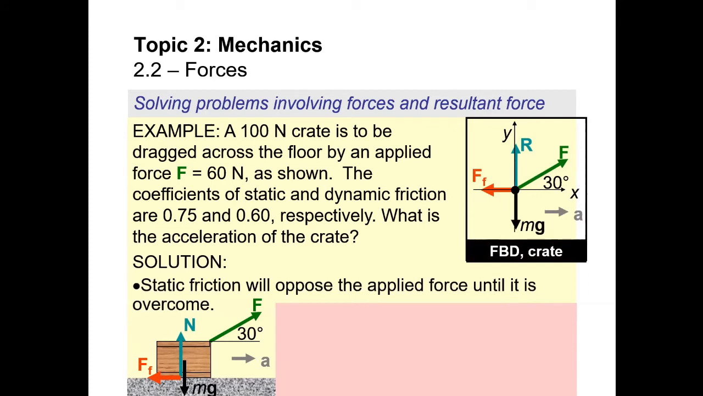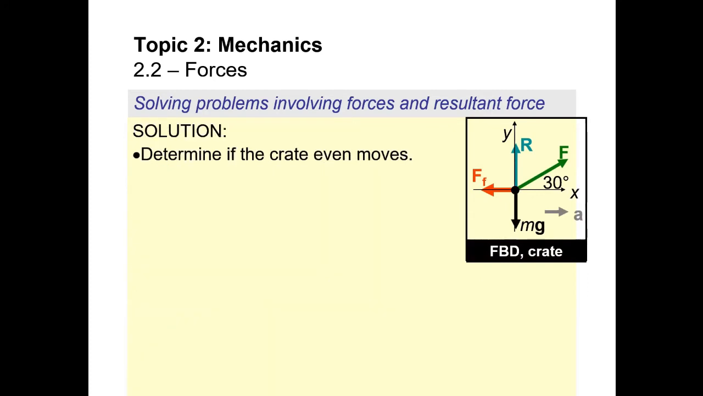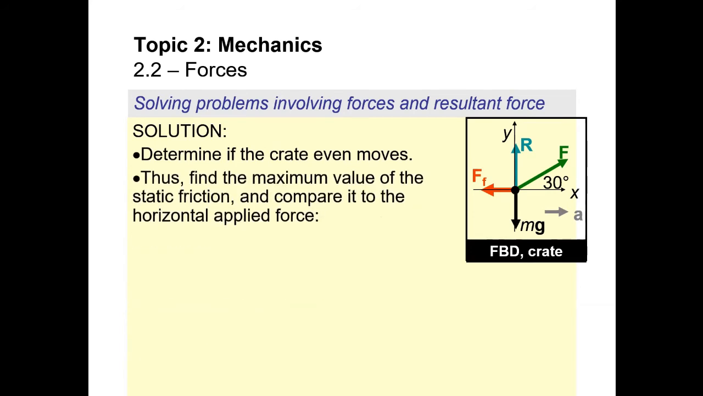Static friction will oppose the applied force until it is overcome. Determine if the crate even moves. Therefore, find the maximum value of the static friction and compare it to the horizontal applied force. The horizontal applied force is this one, that is F cosine 30 degrees, and F is 60 Newton. So the horizontal applied force is F cosine 30 degrees, and that's 51.96 Newton.